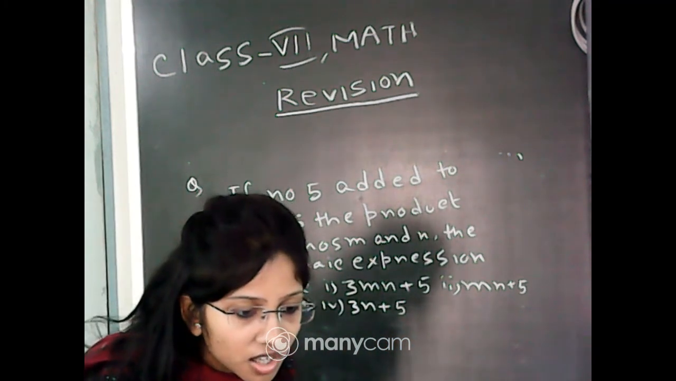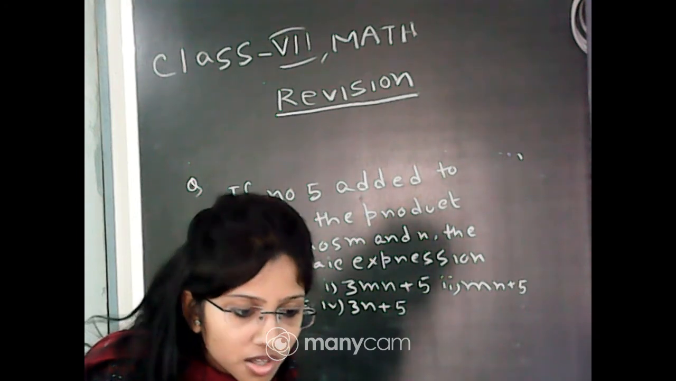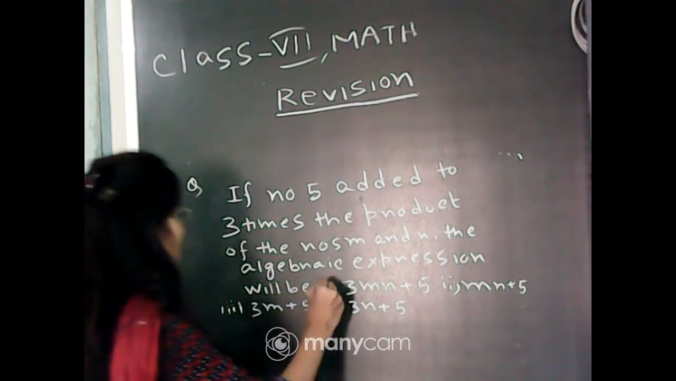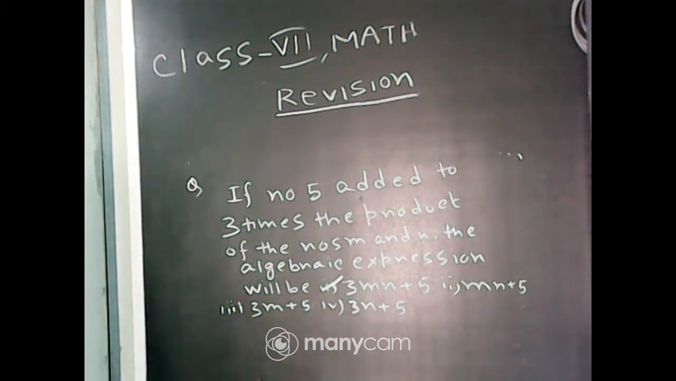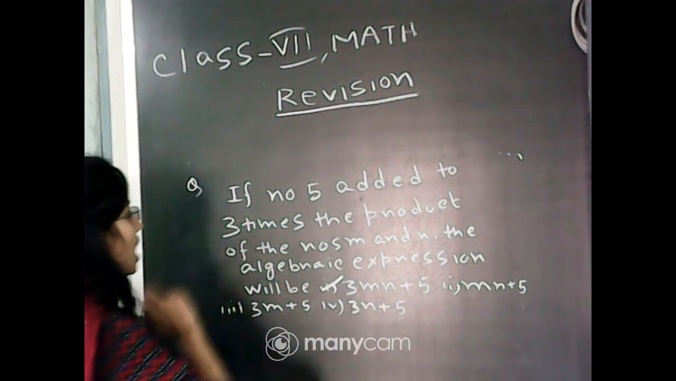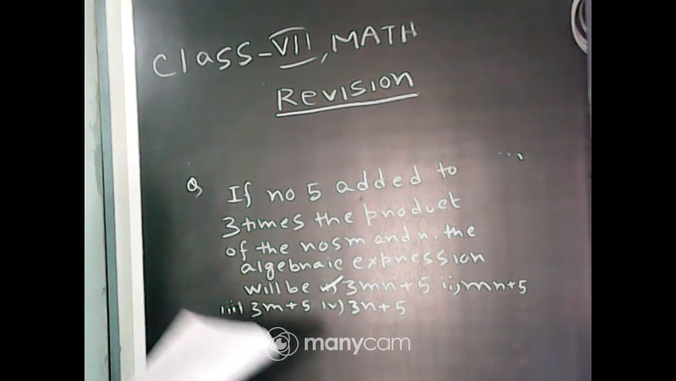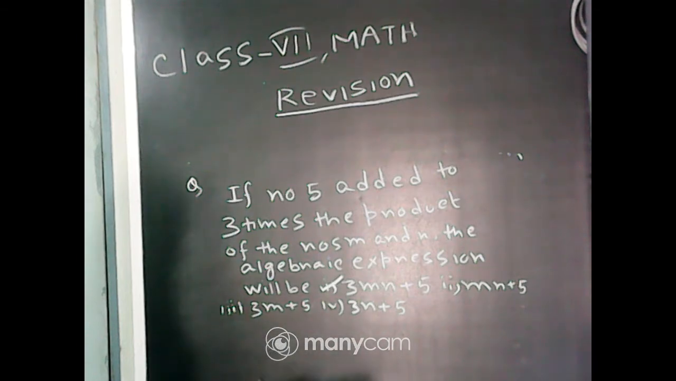Yes, Somdatta, very good. Saptarshi, very good. So option 1 is the correct answer. Because product of the numbers m and n is m into n, and 3 times of mn is equal to 3mn, and if 5 is added to the 3 times the product of the numbers m and n, the algebraic expression will be 3mn plus 5.